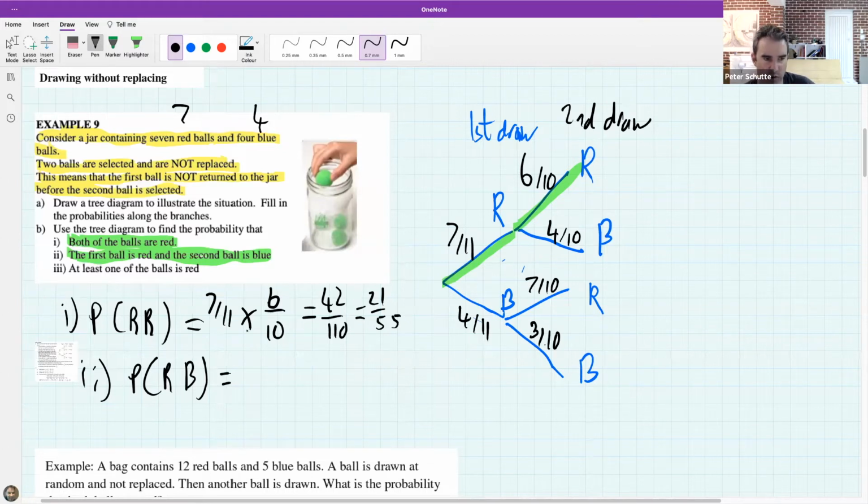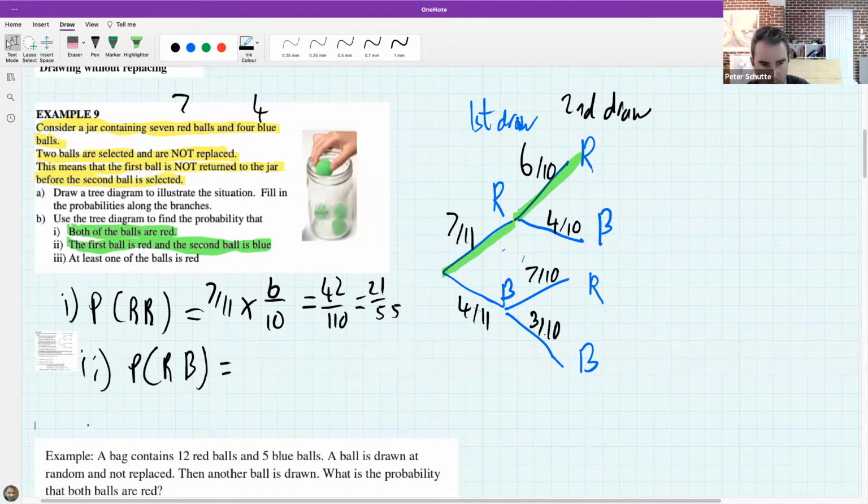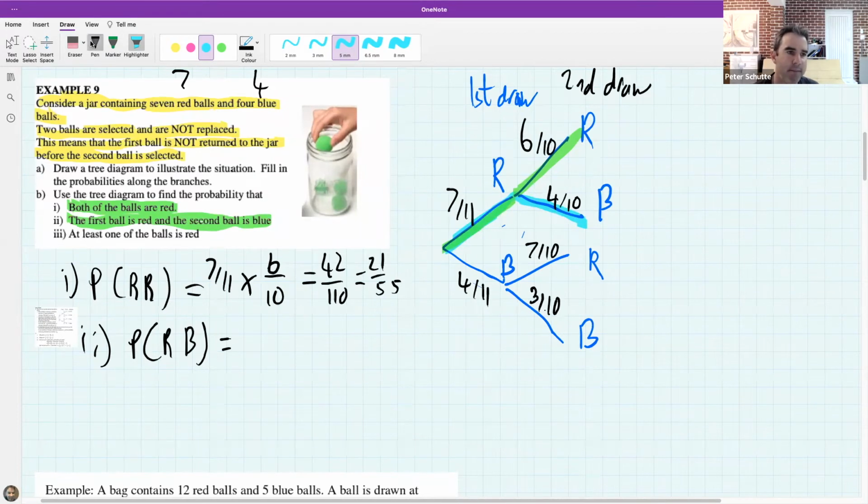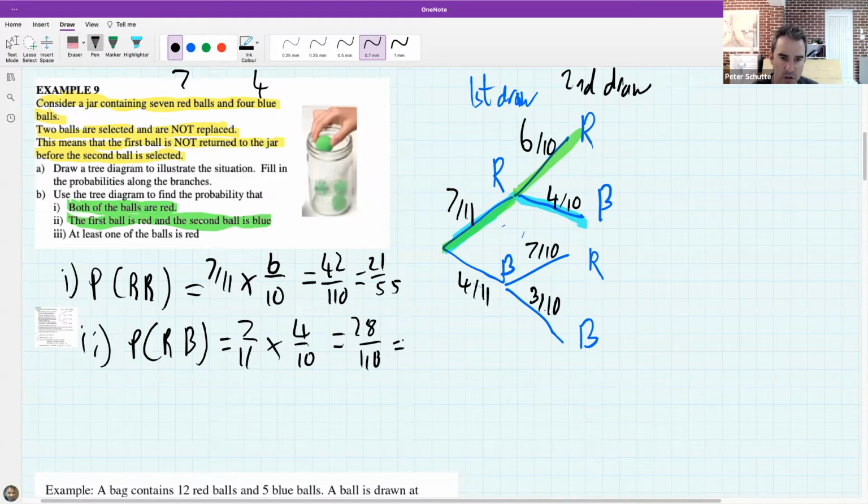What about the second one, red, blue? What's that going to be? It's going to be a different pathway. Red, blue is going to be that pathway. So it should be 7 over 11 times 4 over 10, which is 14 over 55.